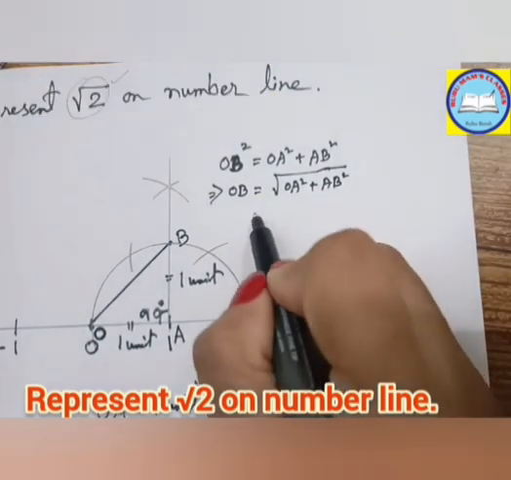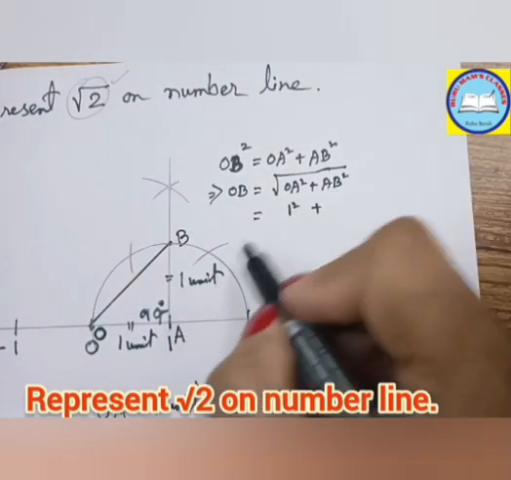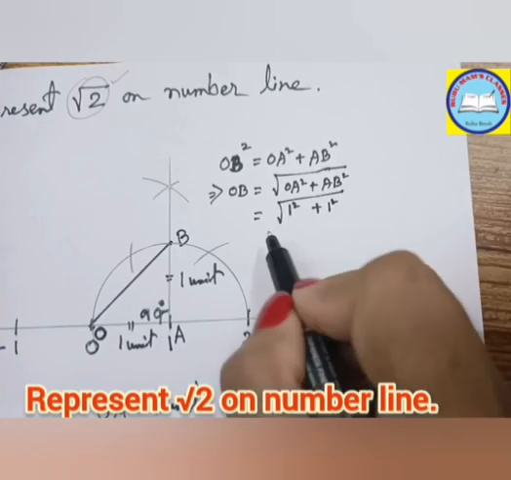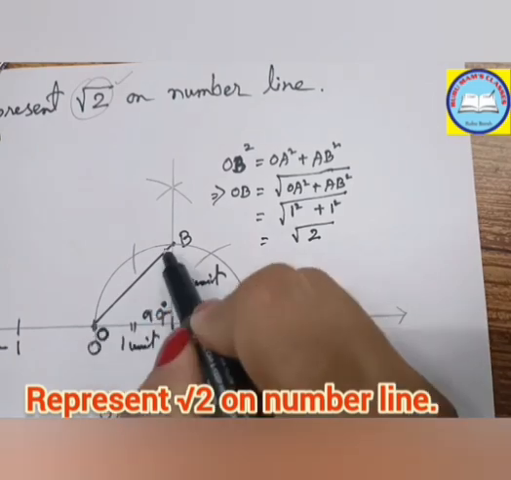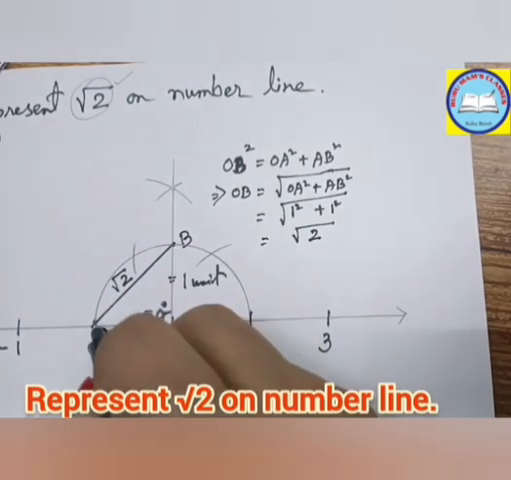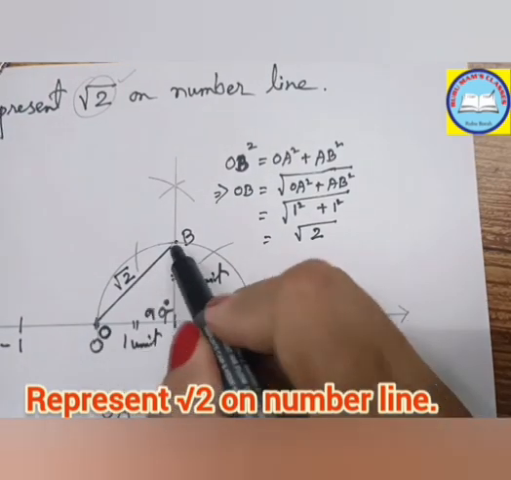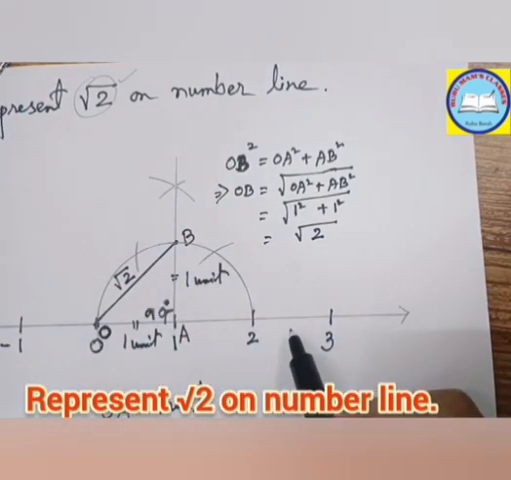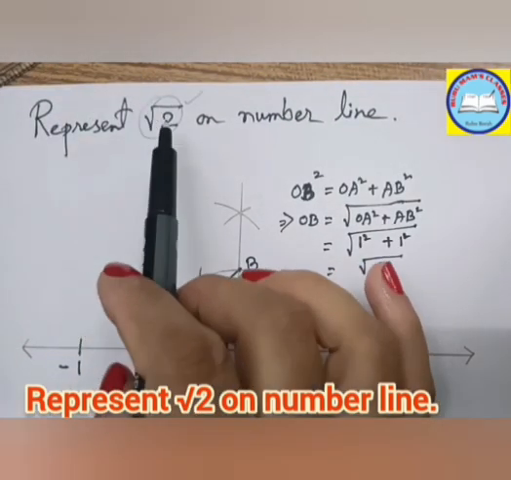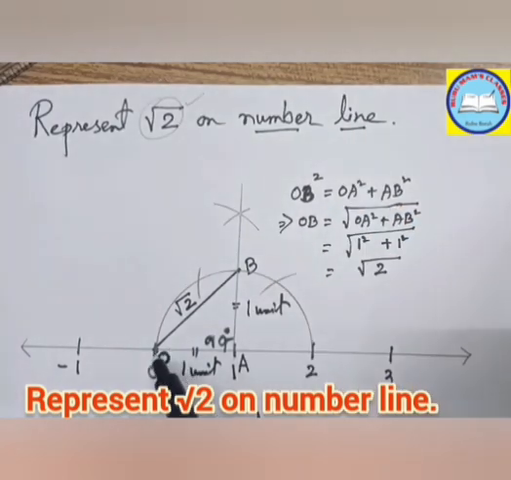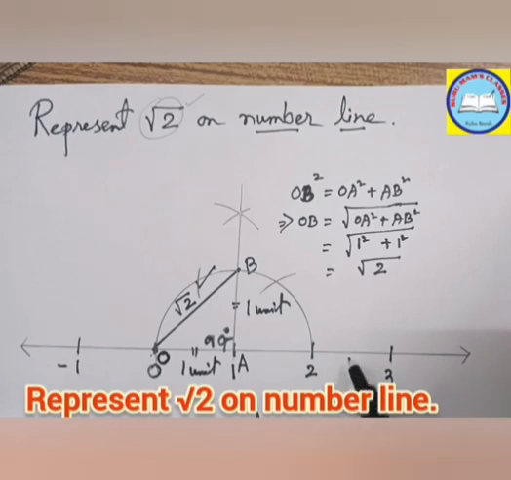Now what is OA? We have assumed it as 1, so 1 square, plus AB is also 1 only. So 1 plus 1, root 2. So that means OB is root 2. From O to B this distance is root 2. So this much distance we want on this number line, because your question is to represent root 2, this irrational number, on the number line. So this OB distance, which is root 2, we need to show on the number line.